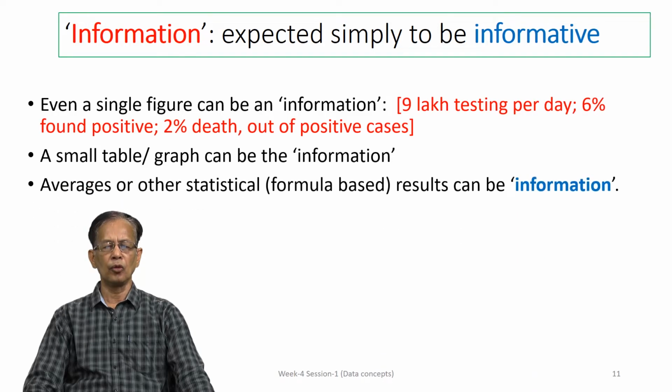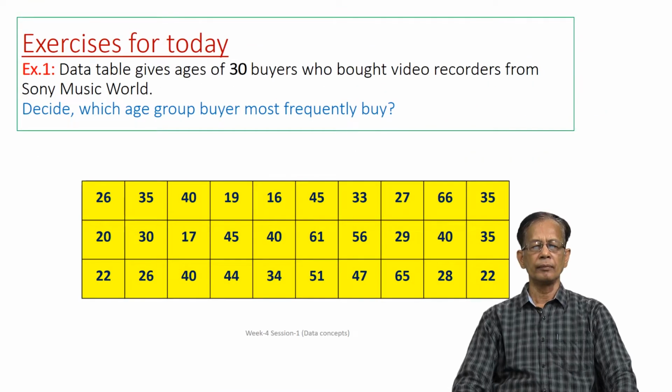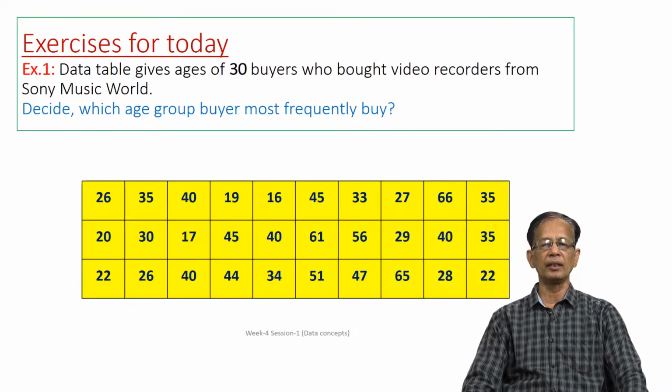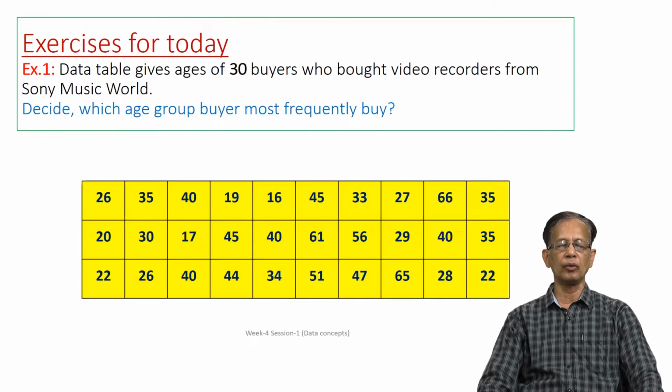Now, going further, as we are going to introduce some of the minimum basic analysis tools, first and foremost is averages. Most commonly, we use the average as a very interesting piece of information. Let's see example 1. Suppose this is data about 30 buyers who are buying video recorders from Sony Music World in a city. Now, if this is the age, can we make out anything from this?